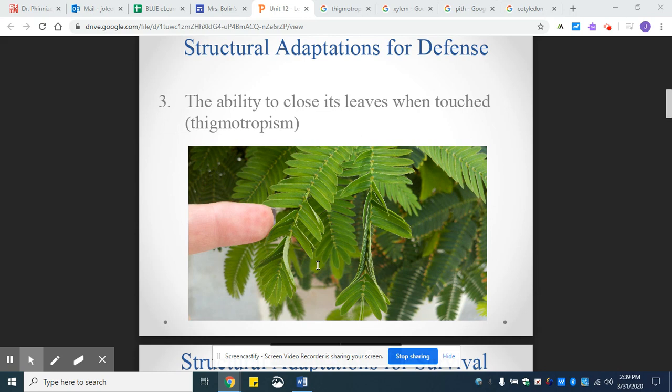Structural adaptations for defense continued. 3. The ability to close its leaves when touched. This is called thigmotropism. Thigmotropism is the ability of certain plants to close their leaves when touched.